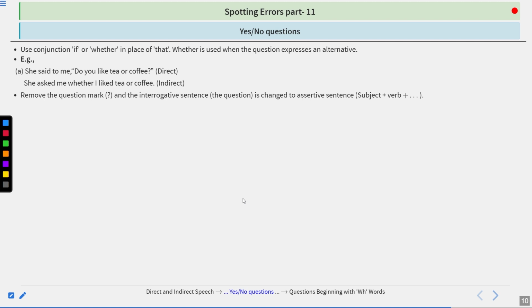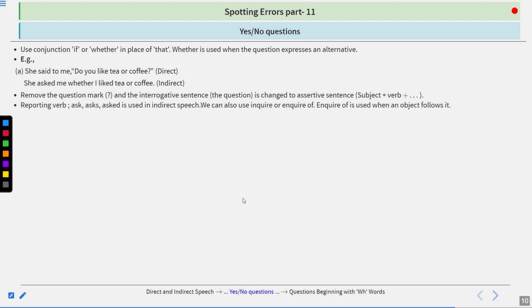Remove the question mark in the interrogative sentence. The question is changed into an assertive sentence. And the formation of an assertive sentence is, first of all, we need a subject, then a verb, and then other words. So we need to change the formation as well while making an indirect speech from direct.